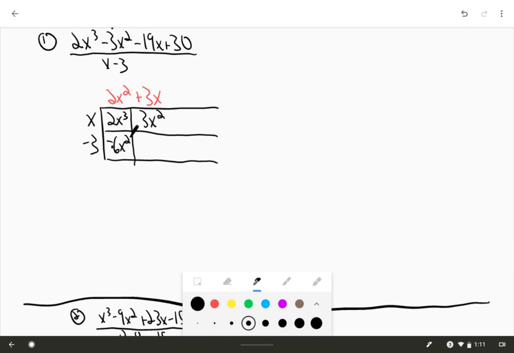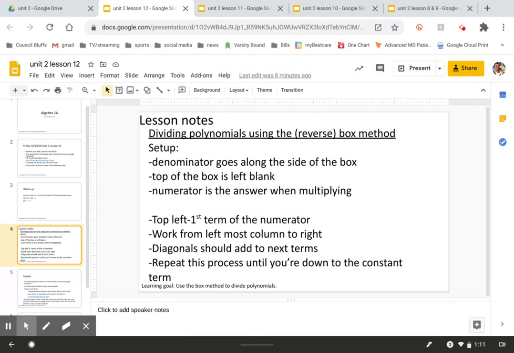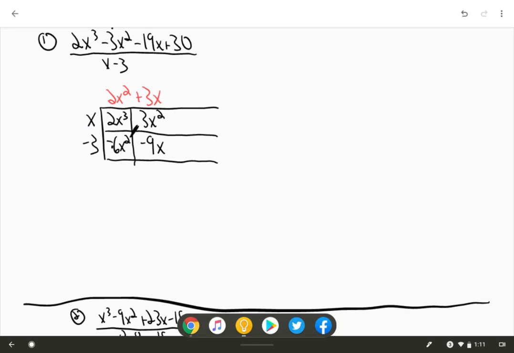I can now go ahead and finish the second column. X times 3x is 3x squared. Negative 3 times 3x is going to be negative 9x. Now, keep in mind, the directions say we have to repeat this until we're down to the constant term. We're not down to the constant term yet, so I know I'm going to need to add at least one other column here.